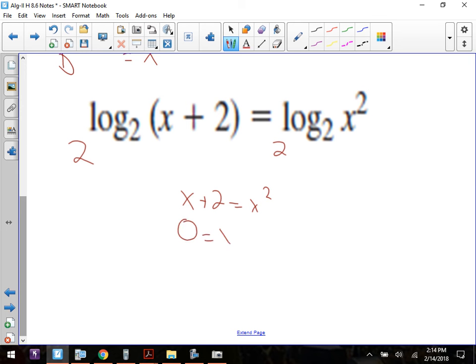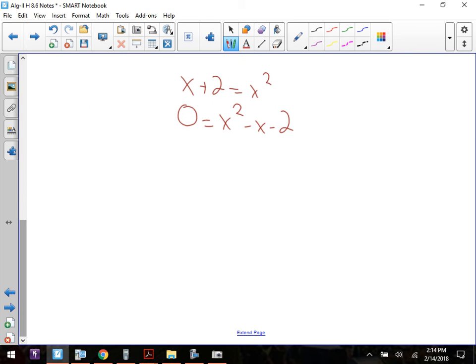0 is x squared minus x minus 2. What times what is negative 2? Negative 2 and 1, very good. That gives you zeros at 2 and negative 1.